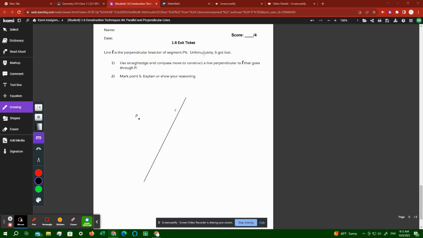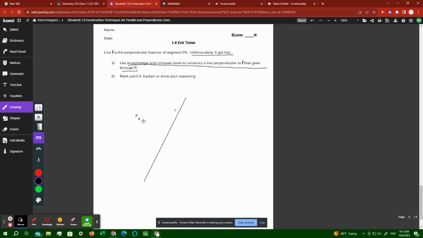So this is saying that S got lost, right? So we've got to find S. We know it's going to be somewhere on this side here. We don't know how far, but we know that this line is somewhere halfway in between P and S. So that we know. So it's asking us to use the straightedge and the compass moves to construct a perpendicular line so that it goes through P.